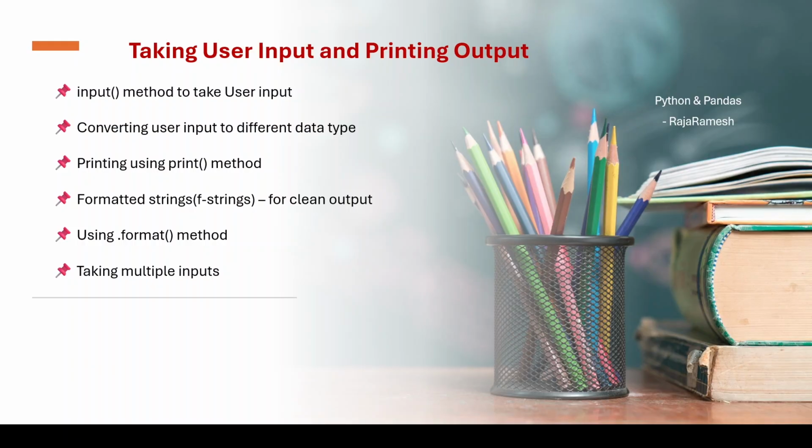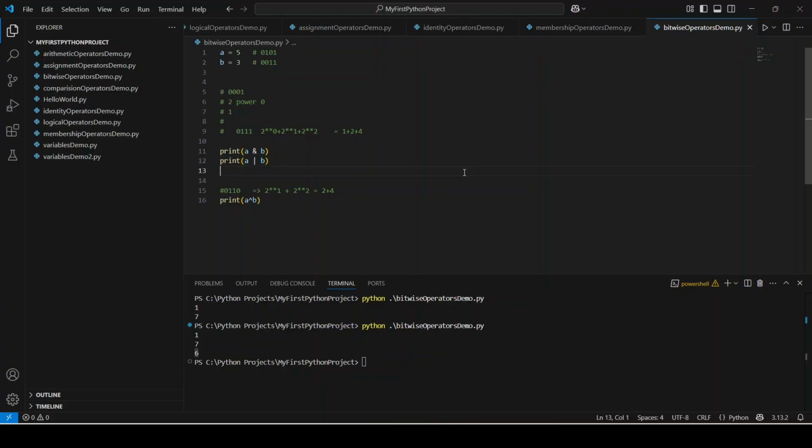And we will also see the print method again, which we are already using in different videos to print something onto the console. We will rediscuss formatted strings or F strings for formatted or clean outputs. We have seen this in one of the earlier videos, and one of the alternatives for F strings, which is the dot format method. And we also cover how to take multiple inputs from the console. Let us start with the input method.